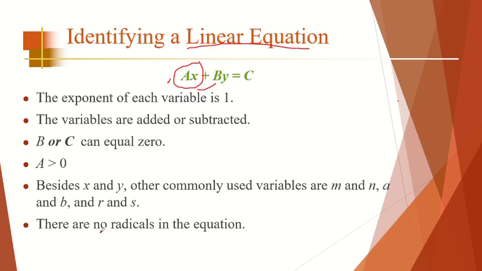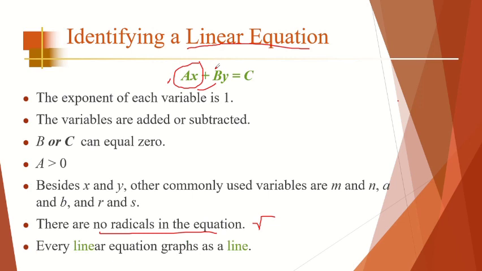Next, of course, there are no radicals in the equation. When we say radicals, for those who are not familiar, it is like the square root. Since no radicals are seen, it is still classified as a linear equation. So every linear equation graphs a line. From the word line itself, what is the root word? This is your root word, the reason why it is called a linear equation and why its graph is called a line.